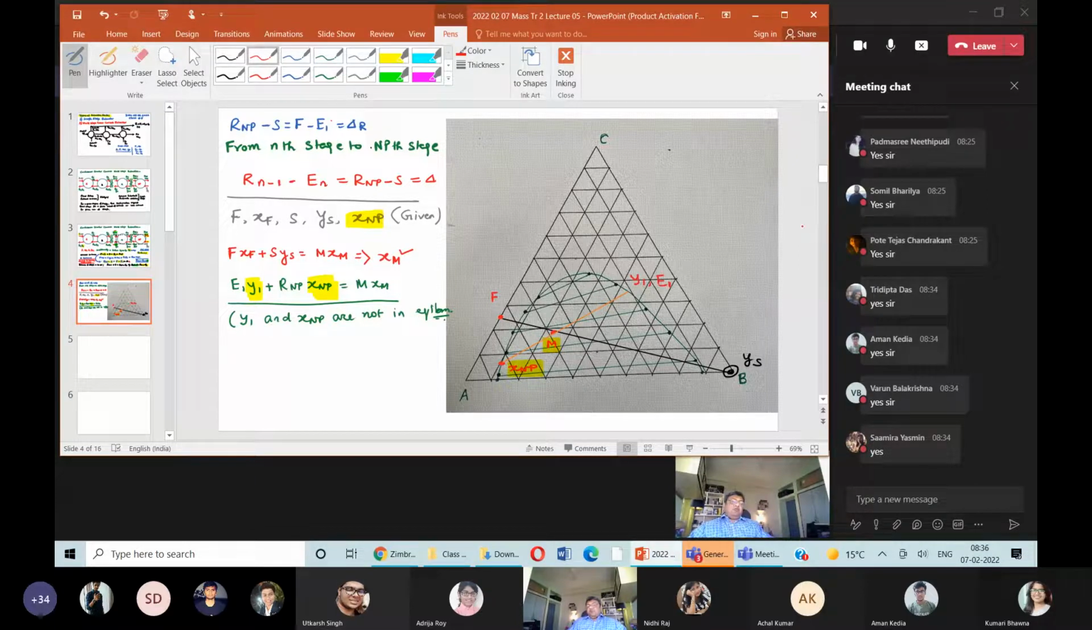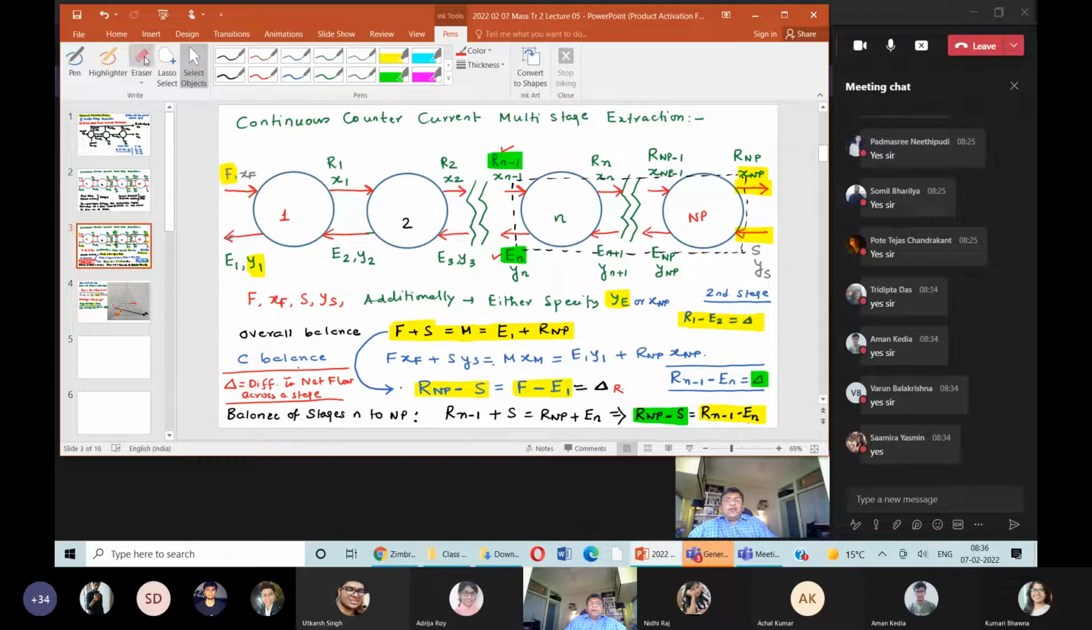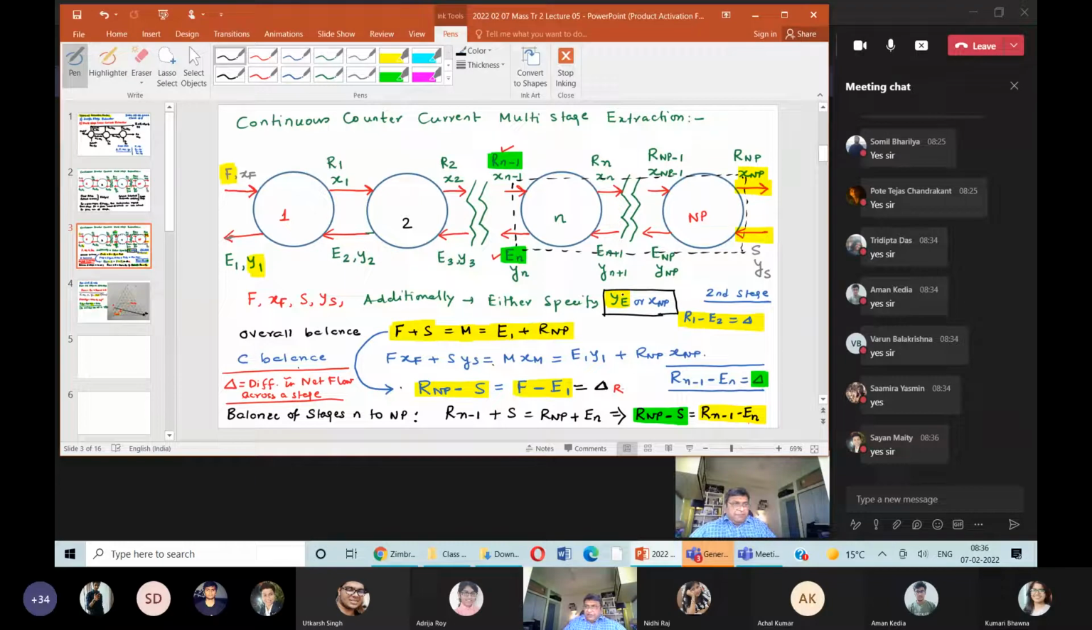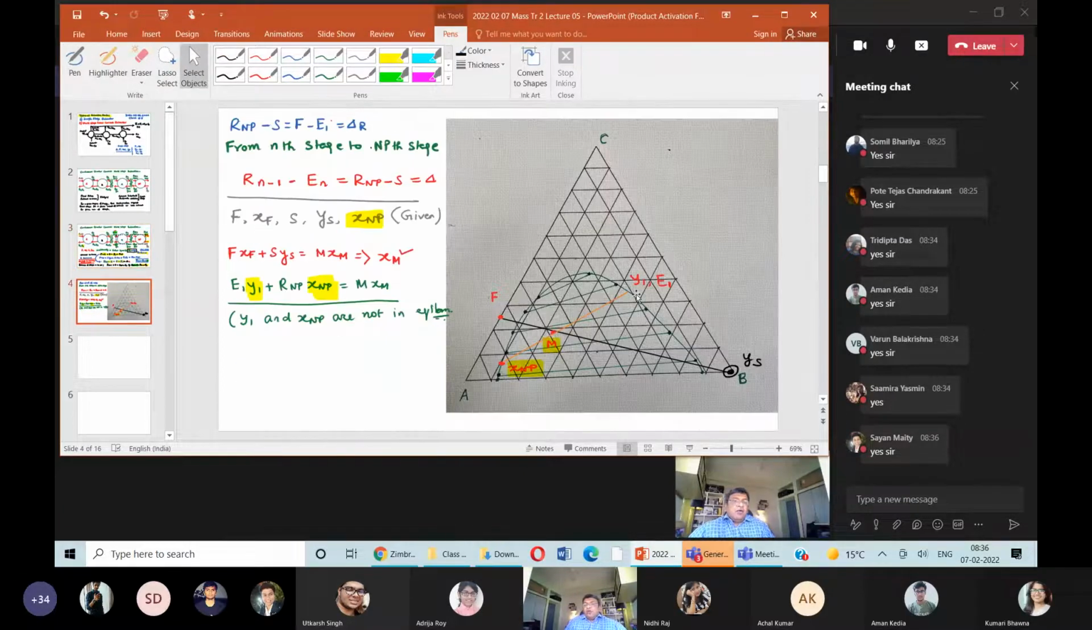Is it clear to all what we do or how we get E1? Now, if you look carefully, what I have written here, YE or XNP has to be specified. So the problem I looked into, XNP was known, XM is known, join them to get YE1. Similarly, one can also have a situation where M is known, YE1 is known, you join E1M, extend it wherever it intersects, you get RNP.